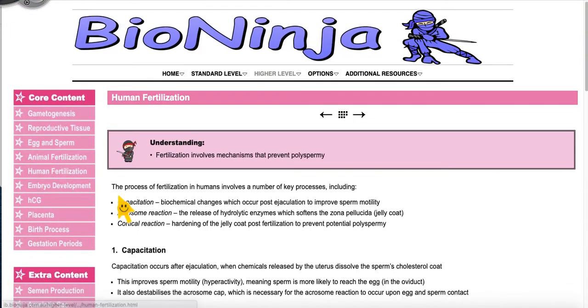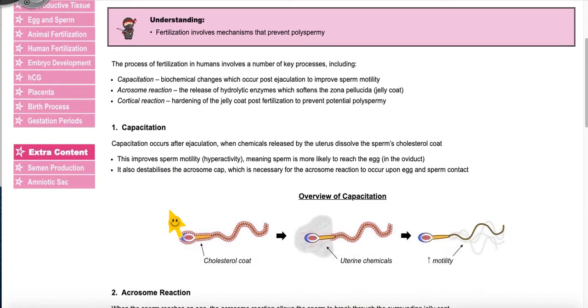So let's look at human fertilization in a little bit more detail. So the essential understanding is that fertilization involves mechanisms that prevent polyspermy. That means that you don't want more than one sperm fertilizing one egg. So there are three key processes that we are going to focus on. One is capacitation, two is acrosome reaction, and three is cortical reaction.